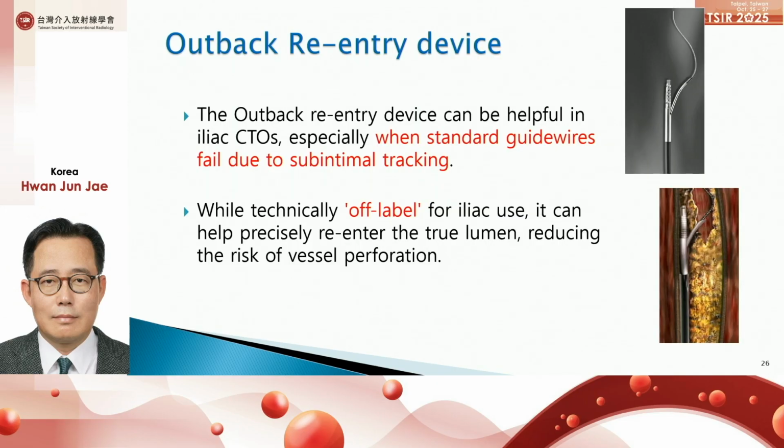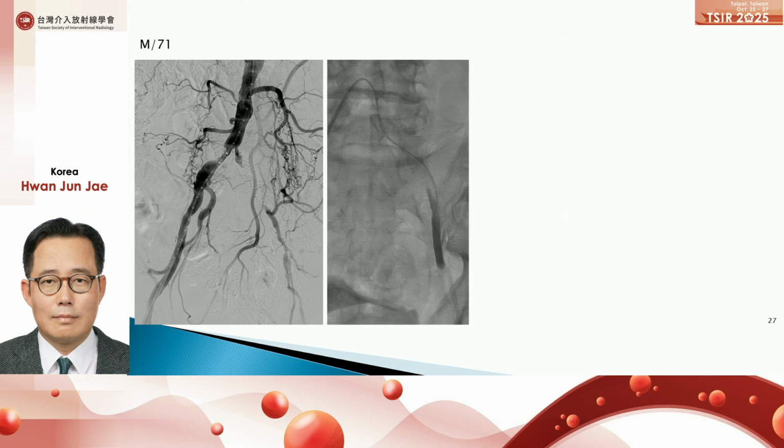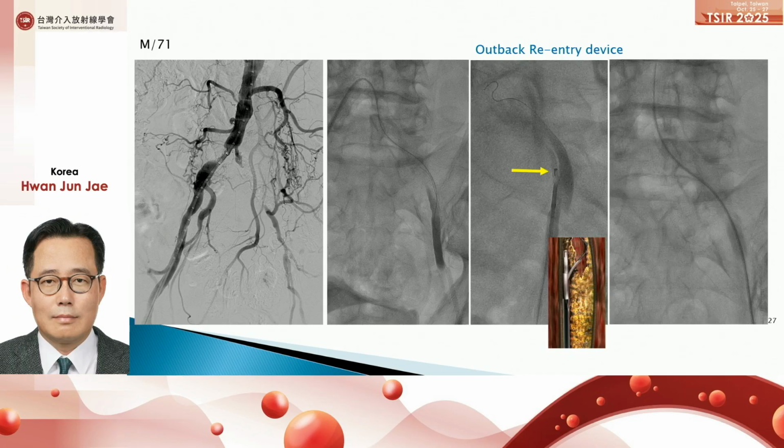Well, sometimes we can use the Outback re-entry device when the standard guide wire fails due to subintimal tracking, but officially, the use of the Outback re-entry device for the iliac artery is off-label by the company. Anyway, here we can see complete occlusion in the left common iliac artery, but we failed to meet each other, so we advanced the Outback device from femoral access and punctured the true lumen, and we were successful in lesion crossing like this.